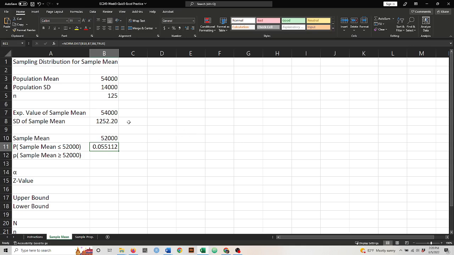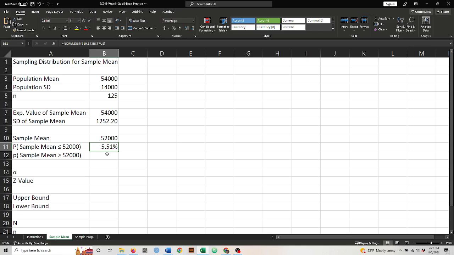All right, now this kind of makes sense. We don't do so much of the math here, I suppose, but this should kind of make sense since we're below the mean, and we are about $2,000 shy. So we're getting further away since our standard deviation is about $1,250. This kind of makes sense that it should be less than or equal to 52,000 is going to be a relatively small probability, which is what we're getting right here.